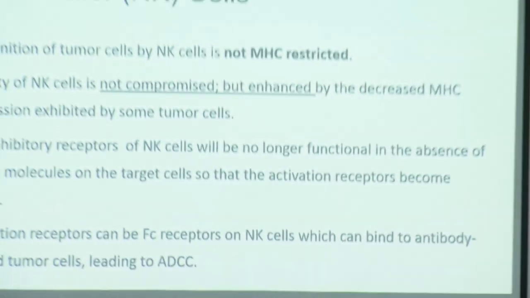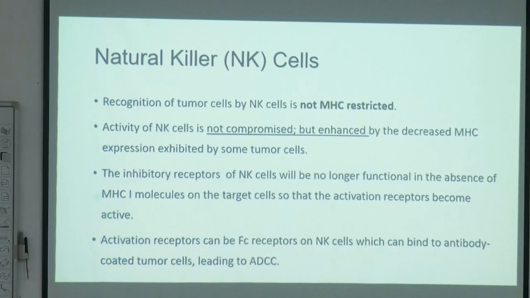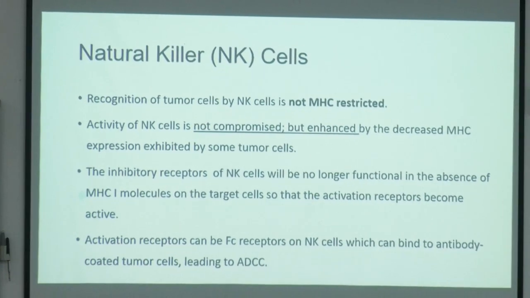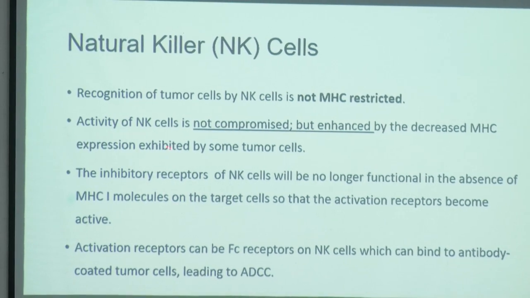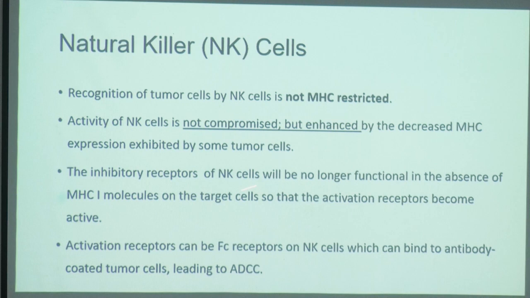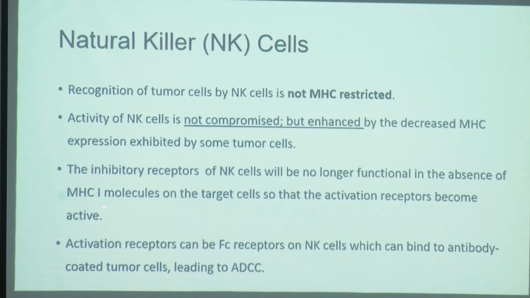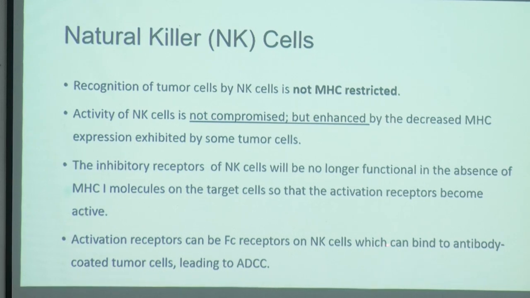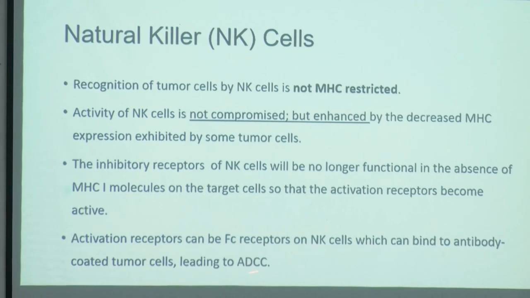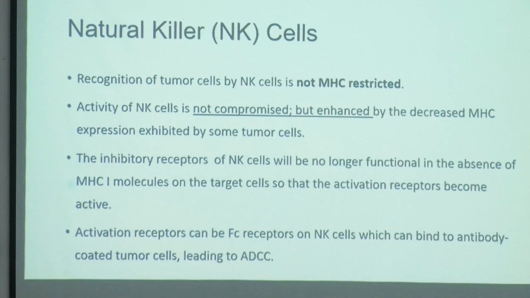Natural killer cells are not MHC restricted. That means they do not function with MHC. How do they function? Look at this. The inhibitory receptors of the NK cells will no longer function in the absence of MHC on target cells. Activation receptors on the Fc fragment of the NK cells bind with the antibody coated cells leading to ADCC.